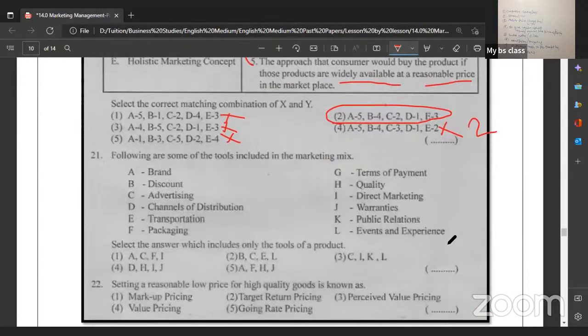#21 Following are some of the tools included in the marketing mix. Select the answer which includes only the tools of a product.